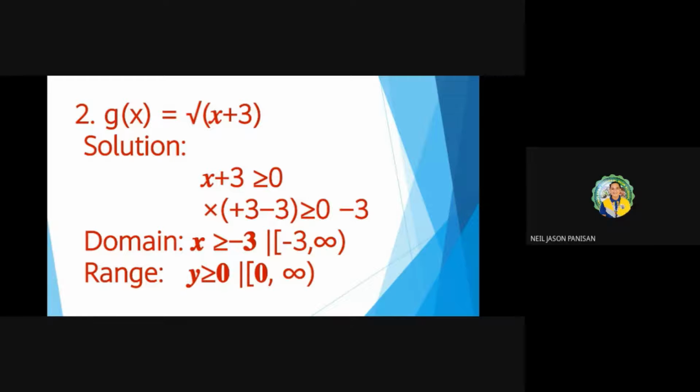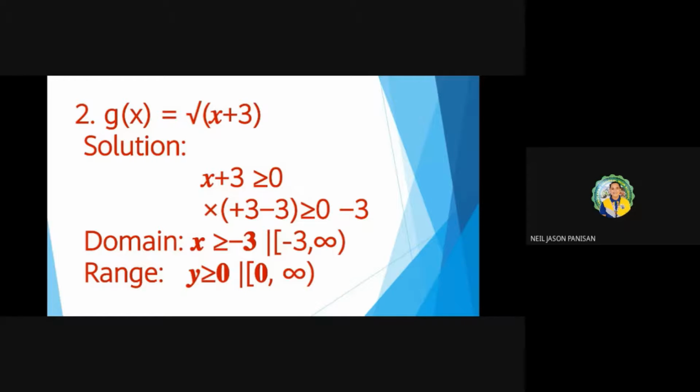So g of x is equal to the square root of x plus 3. So in this case, we have a solution. I use the inequality to easily get the domain. So simply, I got the x plus 3, then I equate it to an inequality. Then x plus 3 is equal to or greater than 0.